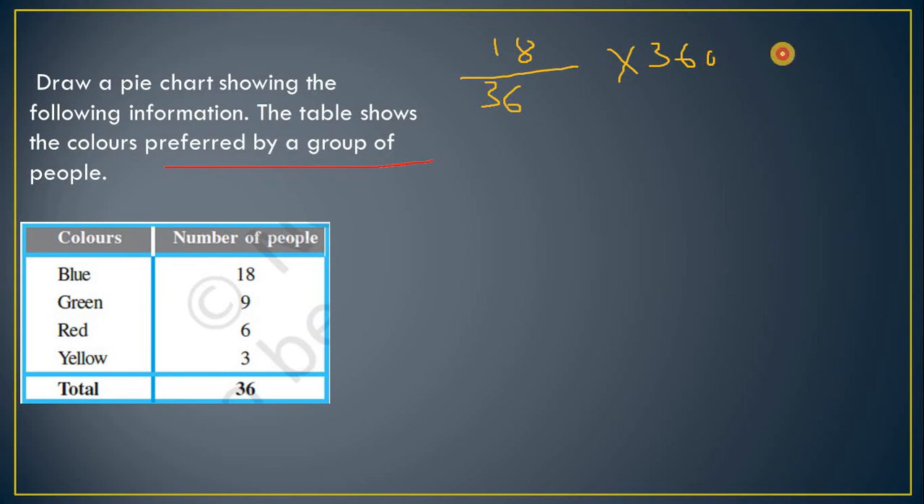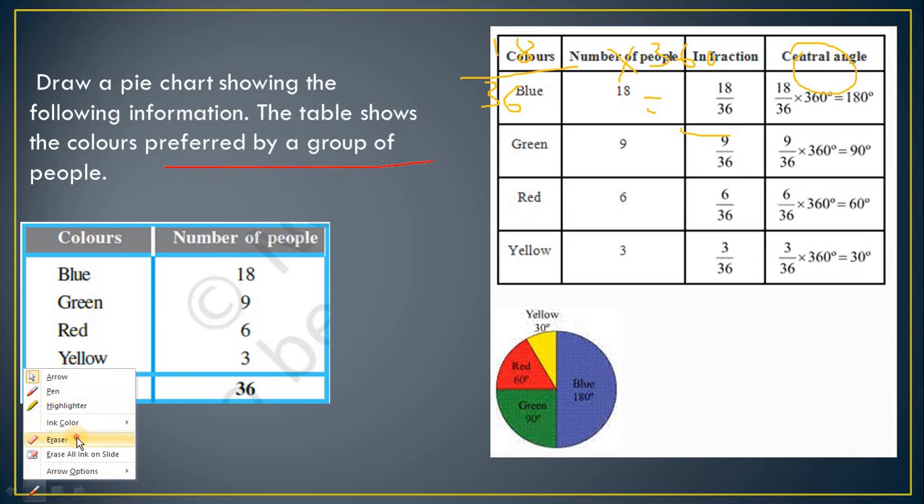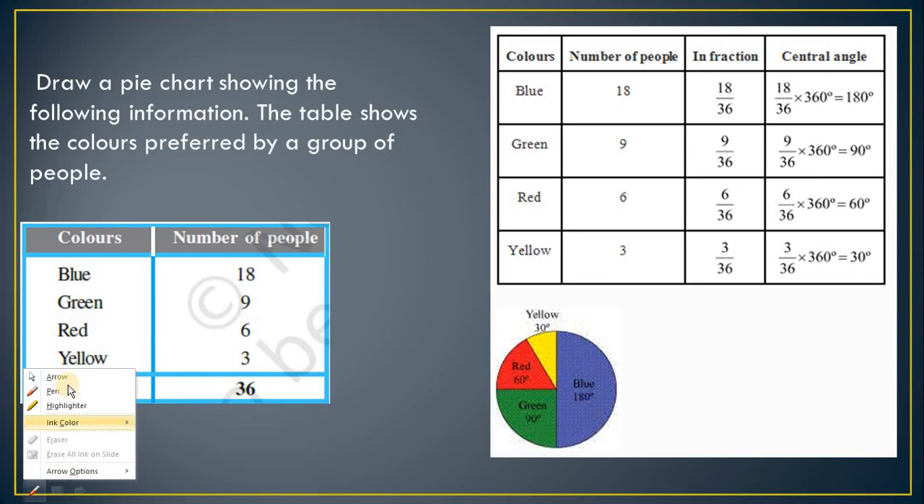Whole means 360 degrees, because the circle means whole. So that fraction should be multiplied with the whole, that is 360 degrees. Whatever answer we get will come in degrees, and on that degree basis you draw the sector. You can represent the information like this. First write the color and then the number of people. This information already comes from the example.